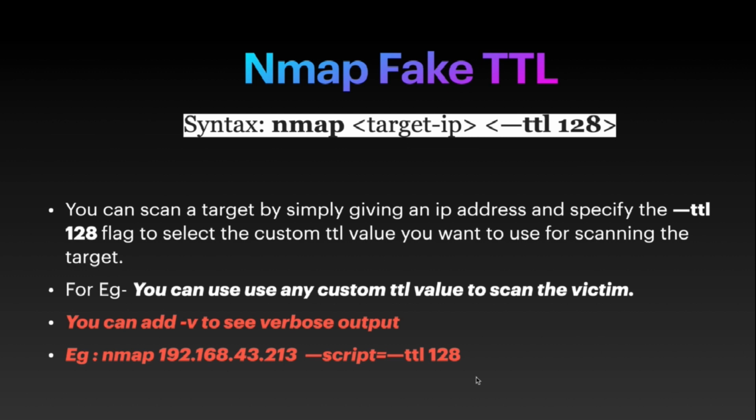Windows operating system. So in this scan, we are going to spoof our TTL value and we will not let the target server identify whether the request is coming from a Windows computer or a Linux computer. You can also use any custom TTL value that you want to confuse the target machine as well. You can add -v to see the output in verbose mode. The example of doing this particular scan is written over here.